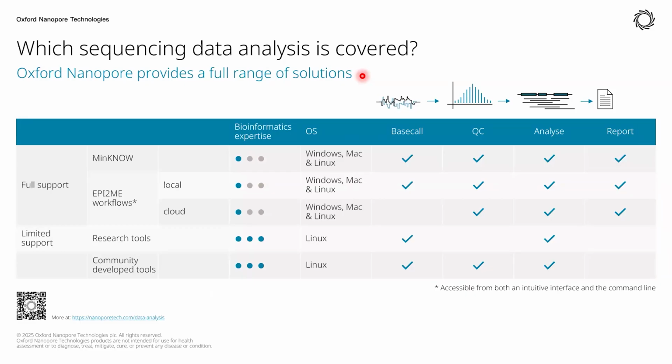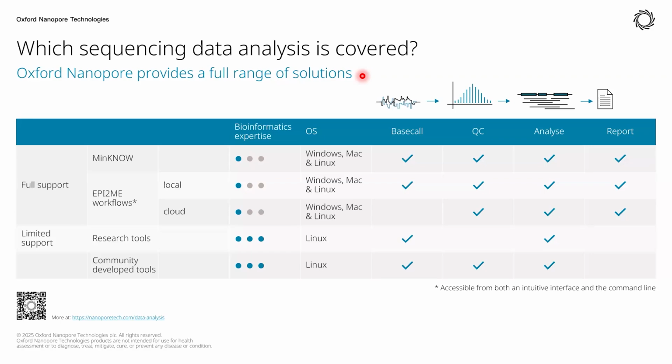So Oxford Nanopore not only provides sequencing solutions, we also provide a wide range of tools for data analysis, from base calling to QC, a variety of analysis and reporting. So in this table, we are seeing a list of software and which stages of the analysis they cover, what level of expertise is required, and which kind of support we provide.